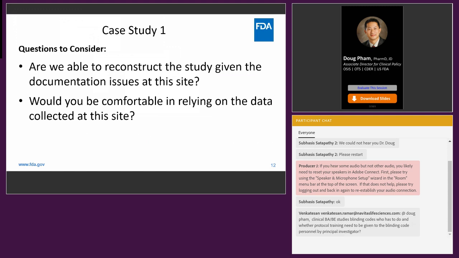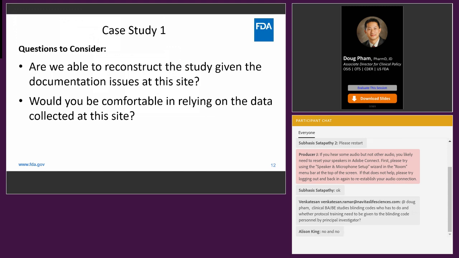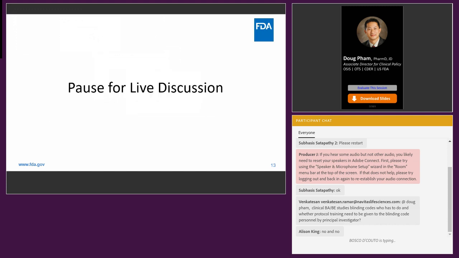As we think about the issues, please consider the following. Are we able to reconstruct the study given the documentation issues? Would you be comfortable in relying on the data collected at the site? Let's pause for a few minutes and talk through some of these issues.